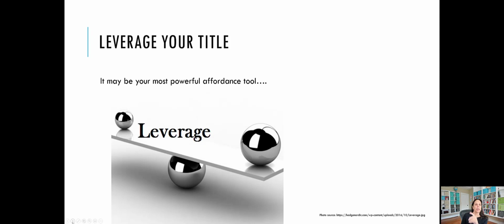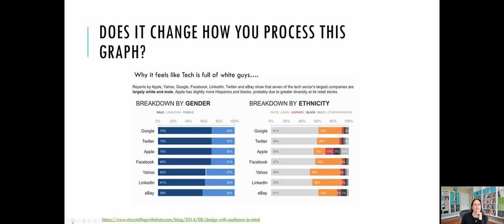Leveraging your title, though, can really help with that. If I changed my title to "Why It Feels Like Tech Is Full of White Guys," suddenly you know you should be looking, oh, male versus female, white versus Asian. You immediately pick up from the subtext down here under "breakdown by gender" and "breakdown by ethnicity." You already are going to the story that I'm trying to tell.